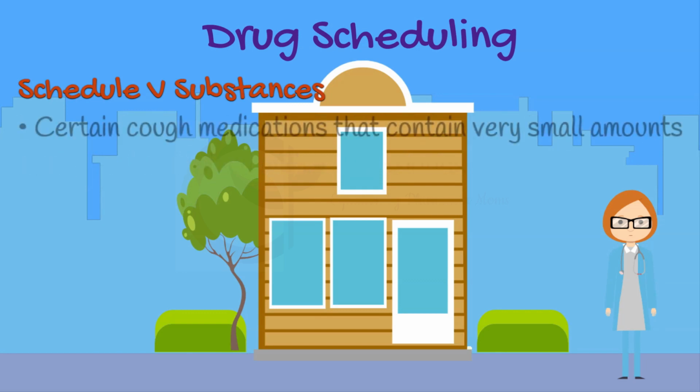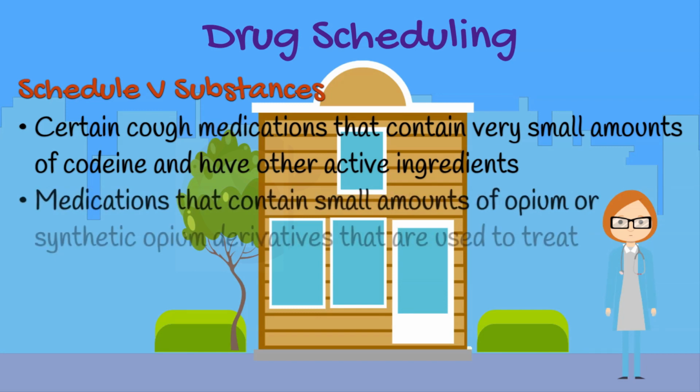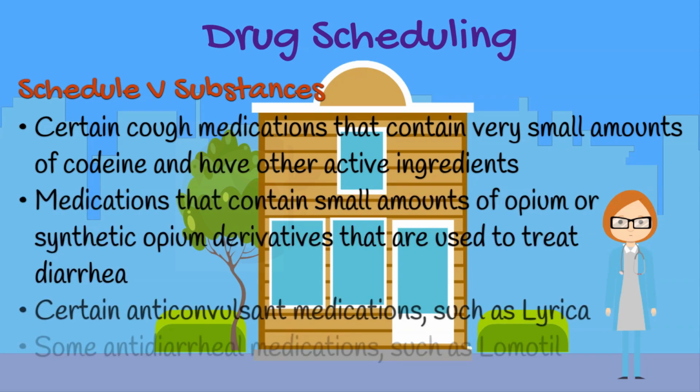Some of the drugs on this list include certain cough medications that contain very small amounts of codeine and have other active ingredients. Medications that contain small amounts of opium or synthetic opium derivatives that are used to treat diarrhea. Certain anticonvulsant medications, such as Lyrica. Some antidiarrheal medications, such as Lomotil.